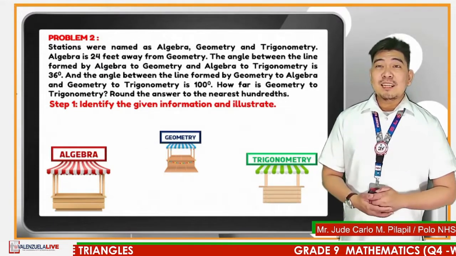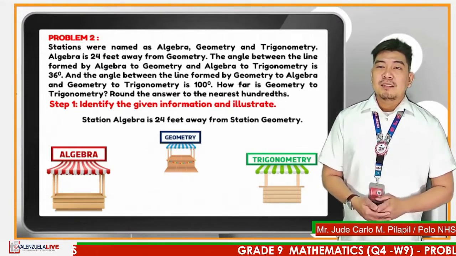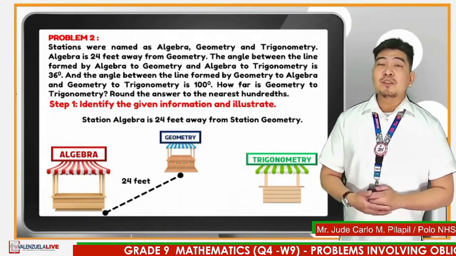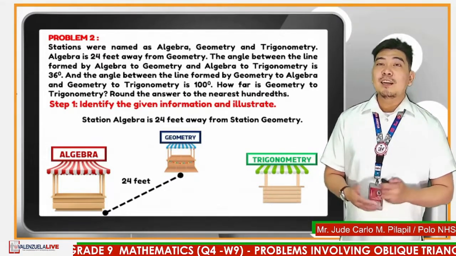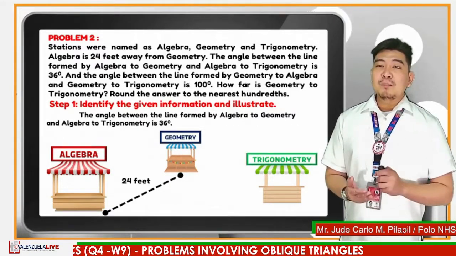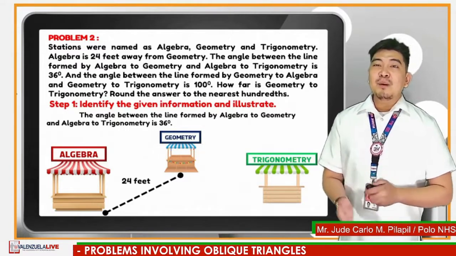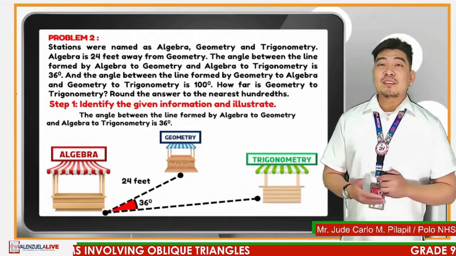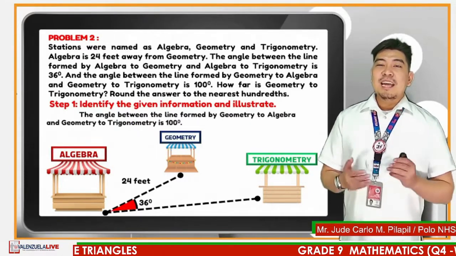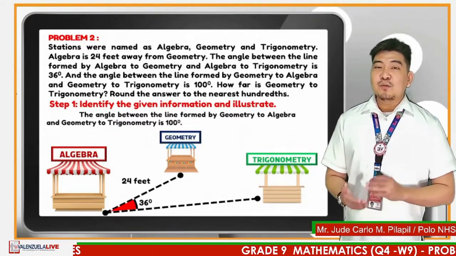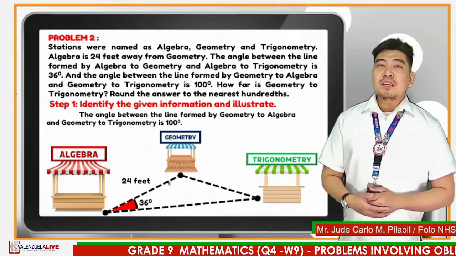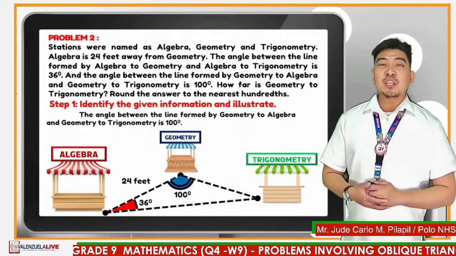It is stated in the problem that station algebra is 24 feet away from station geometry. Next, the angle between the line formed by algebra to geometry and algebra to trigonometry is 36 degrees. And lastly, the angle between the lines formed between geometry to algebra and geometry to trigonometry measures 100 degrees.